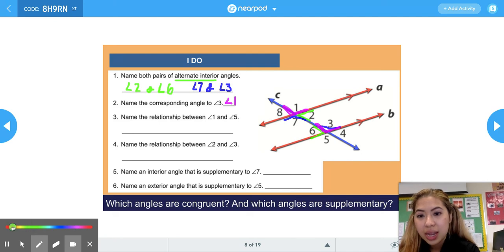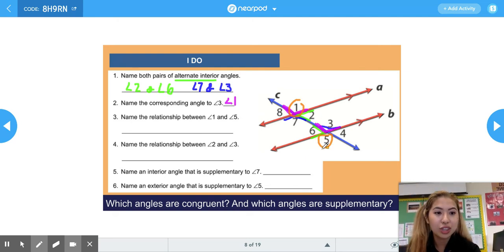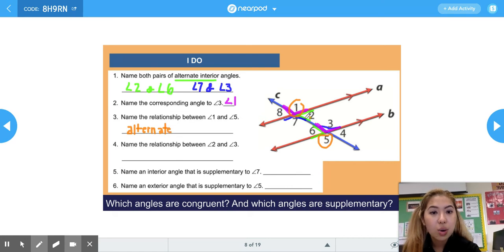Now I have to name the relationship between angle 1 and angle 5. So I can first identify that they're not on the same side, they're on opposite sides, so it's going to be an alternate angle. And then I have to identify whether it's an interior or exterior angle. So I can see that it's on the outside, so it's going to be alternate exterior angles. That's their relationship.